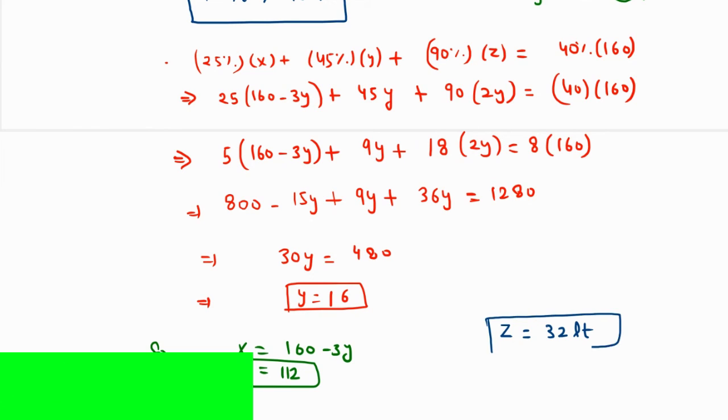So this is the combination which we have to use to obtain the required percentage solution.